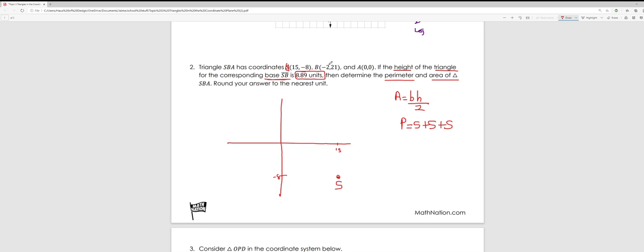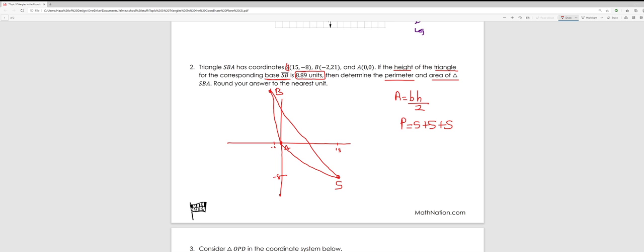And then -2 and 21. -2 would be right here, and +21 is way over here. So this would be point B. And point A is 0, 0. So this is point A right here. So now your triangle is going to look something like this. Again, do this on a grid. And notice my lines are crooked. That's not going to look like a perfect triangle. It's pretty hard to use this tool that I'm using.